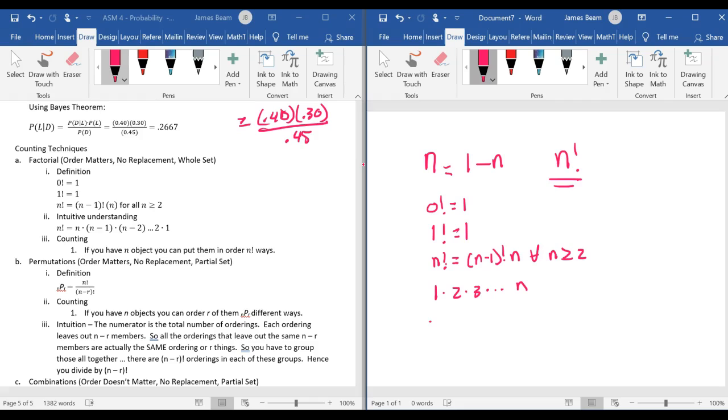So if I have 4 balls in the box, right, then I can pull them out 4 times 3 times 2 times 1 different ways. That's 12 times 2 is 24 different ways. Okay, so that's the basic problem, right? The order that you're pulling them out matters. You cannot replace the ball back in the box. You're going to do the whole set.